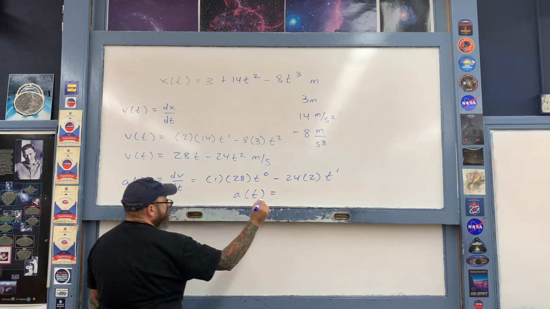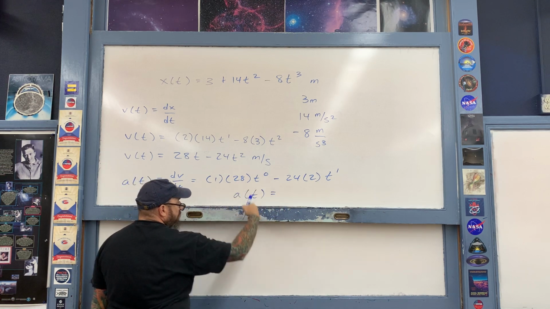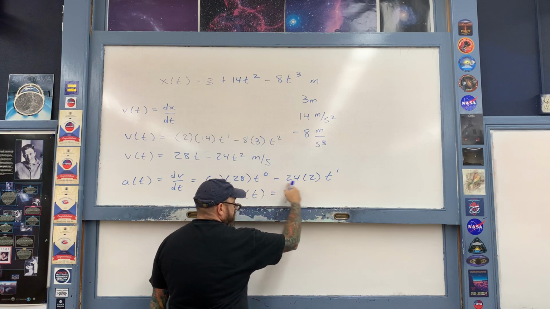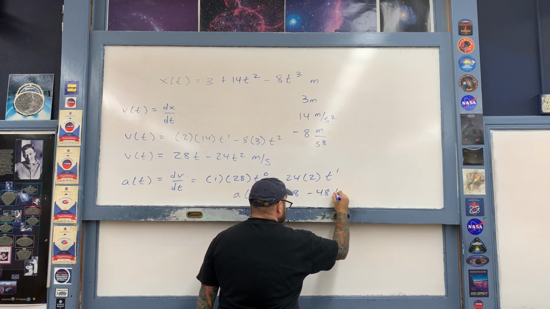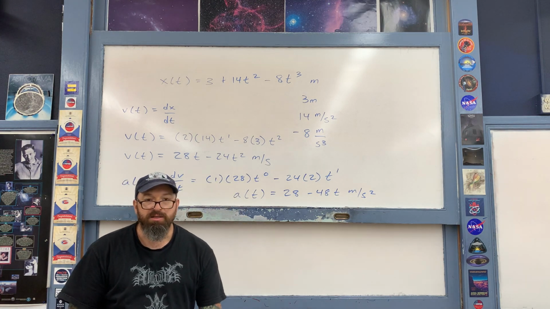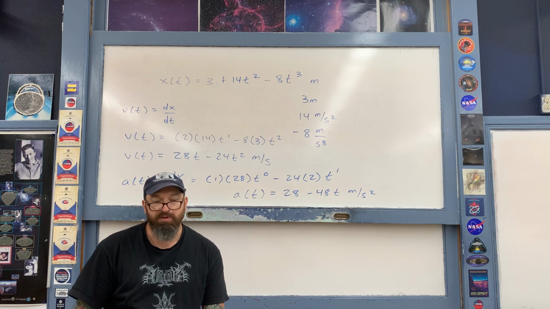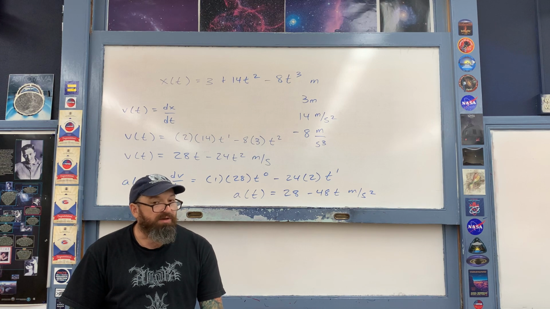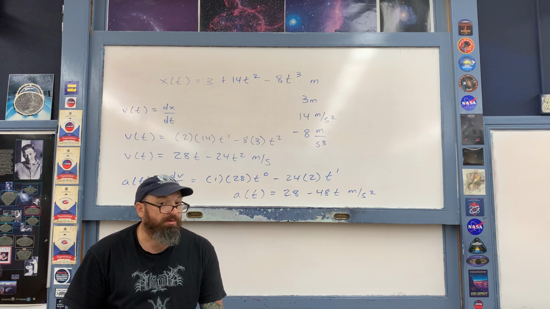The acceleration then as a function of time is just right here, a total of 28, and then minus 48 times t meters per second squared. So we end up with a non-constant acceleration here for this particular function. Okay, let's briefly take a look at the second problem as well.